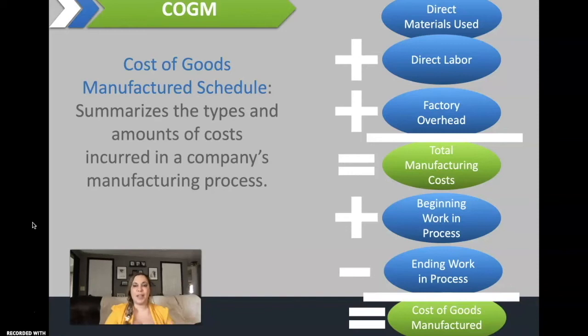So we're going to add that to it. So we take all of our product costs, material, labor, and overhead, add what our work in process balance was at the beginning of the year, minus what it was at the end of the year. This will give us our total cost of goods manufactured. And like I said, we're going to use this number to carry over onto the income statement.